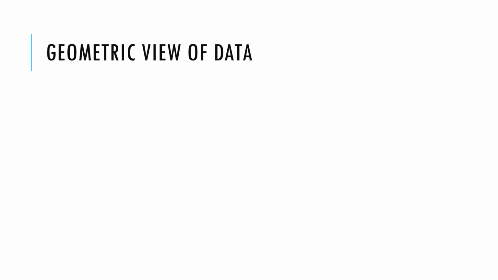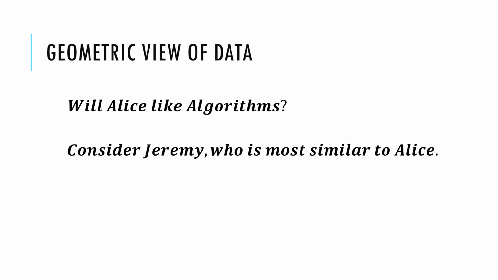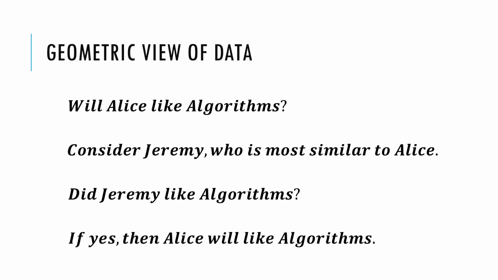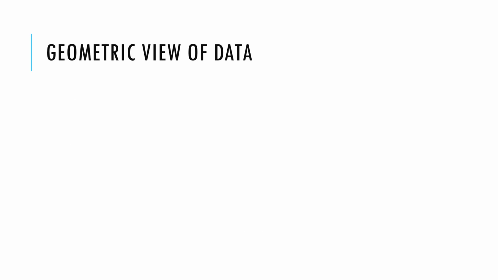For instance, suppose you need to predict whether Alice will like algorithms. Perhaps what we can do is find another student, say for example Jeremy, who is most similar to Alice in terms of favorite courses. If Jeremy liked algorithms, then we might guess that Alice will like algorithms as well. This is an example of a nearest neighbor model of learning, and it's made possible when we look at the geometric view of data.